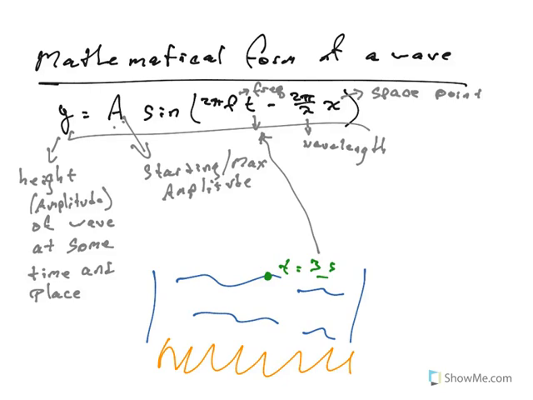whereas f, lambda, A, those are things that are specific about the wave. Those are details I need to know about it. If I know all that information, then this equation will be able to tell me the height of the wave at any point in time. That's what y would be.